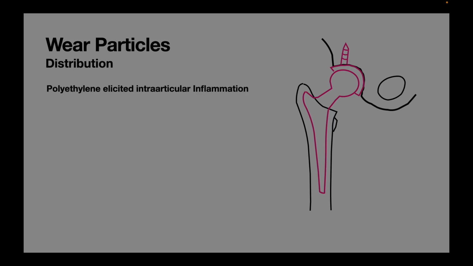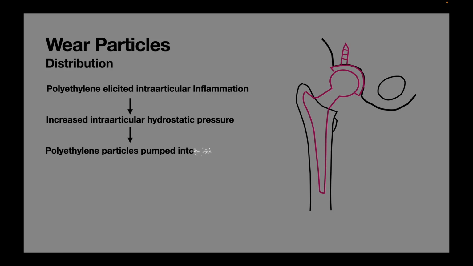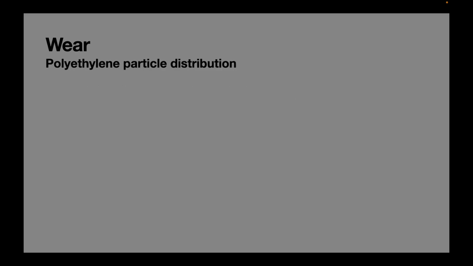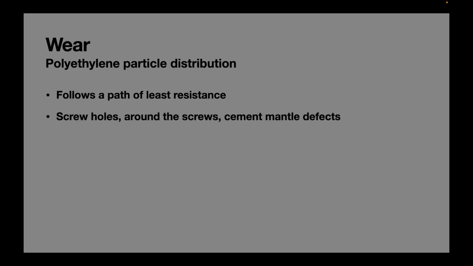The intra-articular inflammation elicited by the polyethylene causes increased intra-articular hydrostatic pressure. This pumps the polyethylene particles into what's called an effective joint space. Effective joint space is demarcated by contact of the implant or the cement with the bone. Predictably, the polyethylene particles follow the path of least resistance. They are seen early on around the screw holes and around the cement mantle defects.